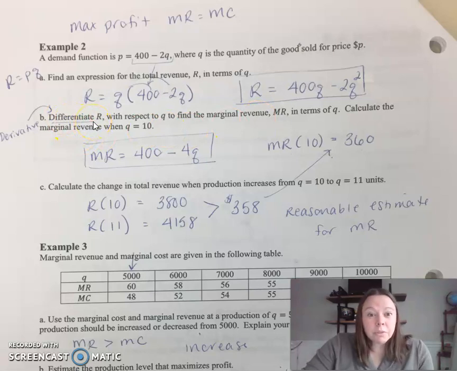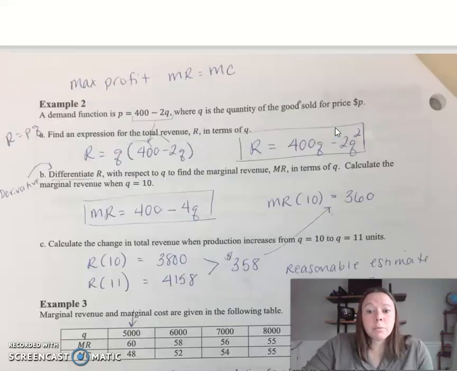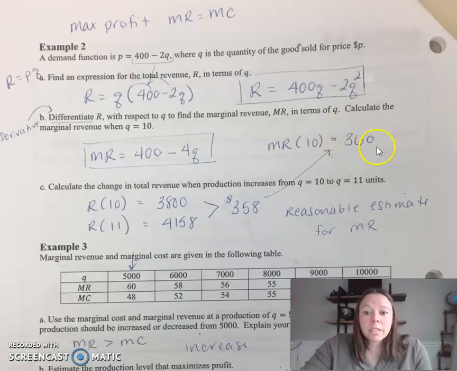Differentiate, meaning find the derivative of R with respect to Q to find the marginal revenue in terms of Q. So I just simply did the derivative, and then calculate the marginal revenue when Q is 10. So I plug in 10, that's the marginal revenue. That's how fast your revenue is increasing. Remember, this was $360 you're going to earn when you produce the 11th item.